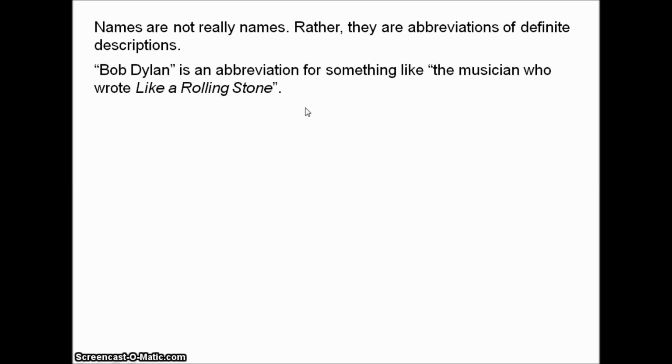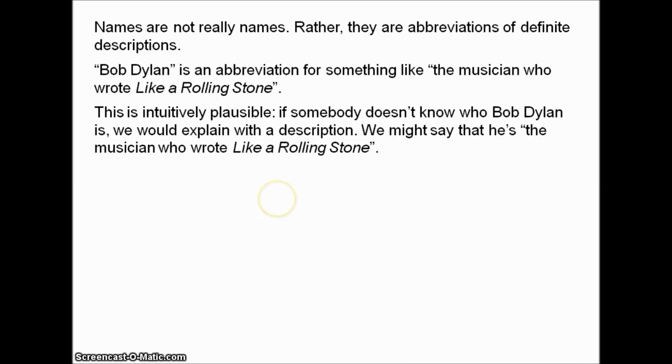Now, there is actually some intuitive plausibility here. After all, if somebody doesn't know who Bob Dylan is, we would probably respond with a description. We might say he's the musician who wrote Like a Rolling Stone. And this is in fact one of the only ways of learning what names mean. So you can meet somebody for the first time and they can tell you their name. But we also know the names of many people we've never had any kind of acquaintance with. I've never met Bob Dylan, but I know who he is because I know the right descriptions and I can explain these descriptions to others.